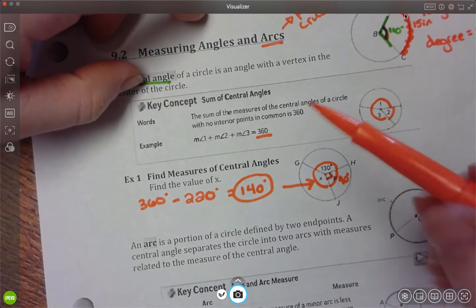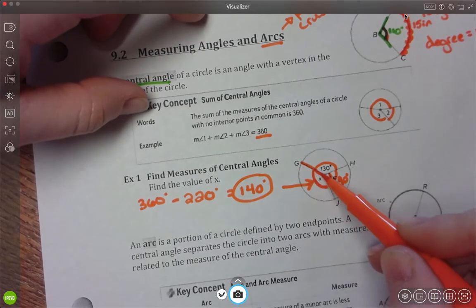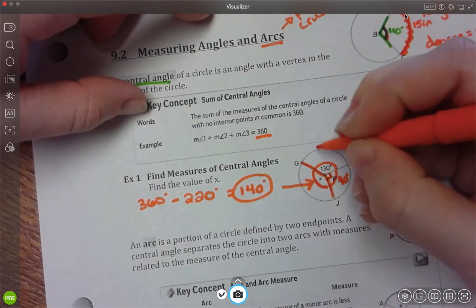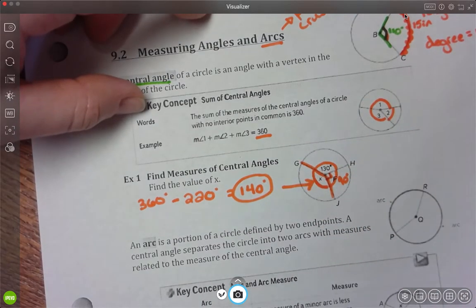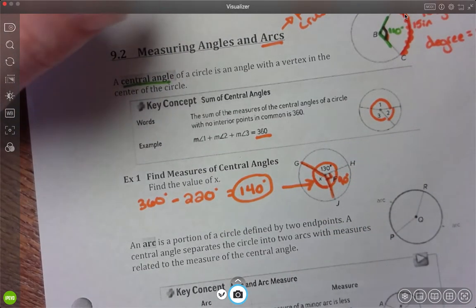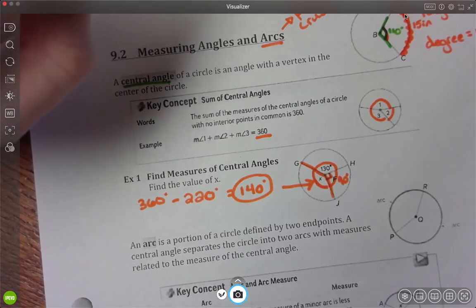So angle x is an obtuse angle, right? It's going to be more than 90 degrees, but it's not quite a straight line, which would be 180. It's 140 degrees. So also check to see if it looks reasonable. 140 is going to be greater than a 90-degree angle.